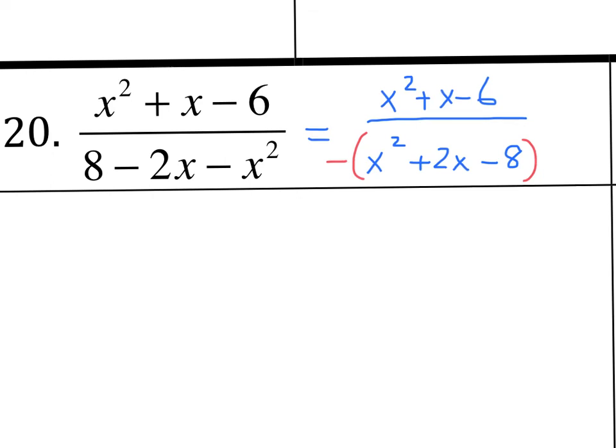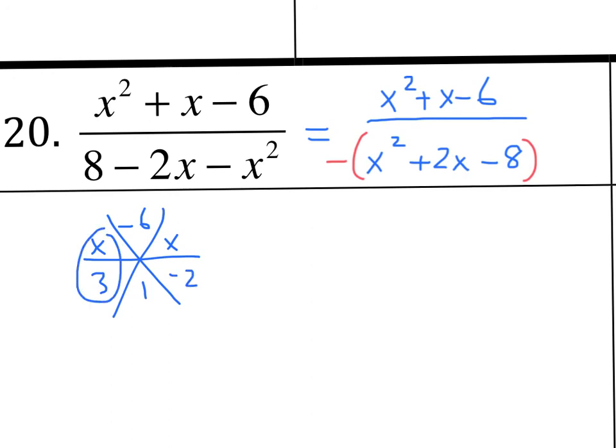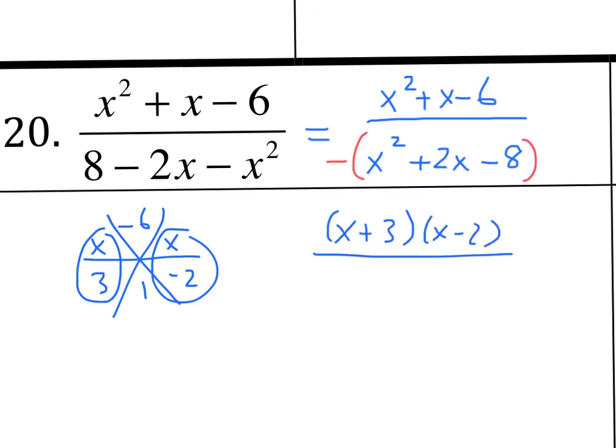Okay, now let's snowflake. If I snowflake the numerator, I'm going to put negative 6 and a positive 1 and x is on the wings. And then I find out that it's 3 and negative 2. So x plus 3 and x minus 2. That's the numerator. The denominator still has a negative out in the front, so I'll keep that there.